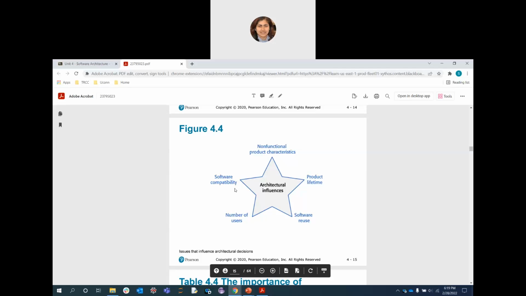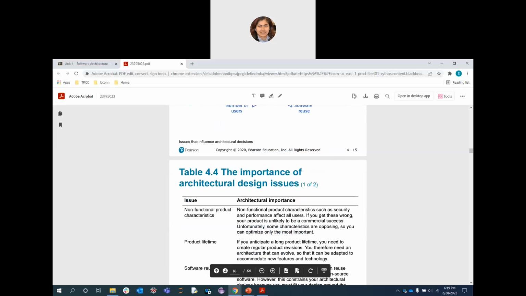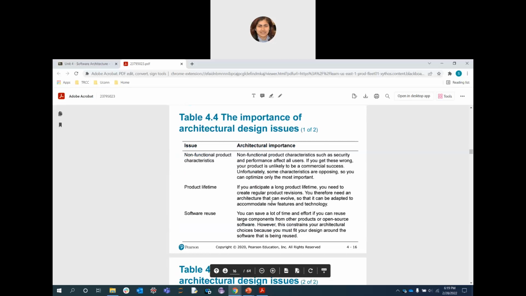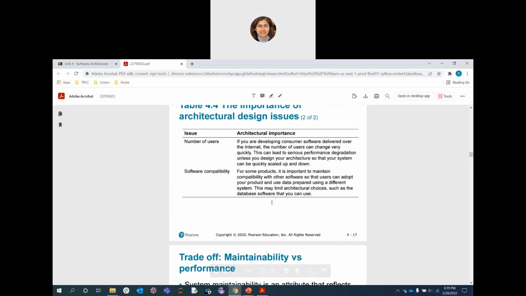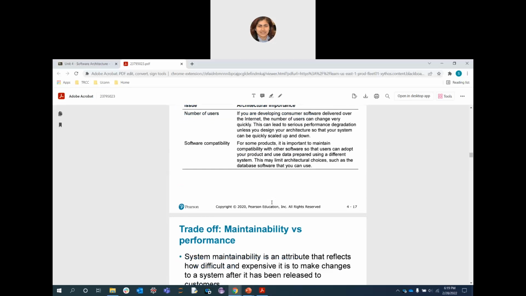Then software compatibility. For certain products, it is important to maintain compatibility with other software so that users can adopt your product and use the data prepared using a different system. These are all the issues and their explanations. Related examples could also be found in the book.